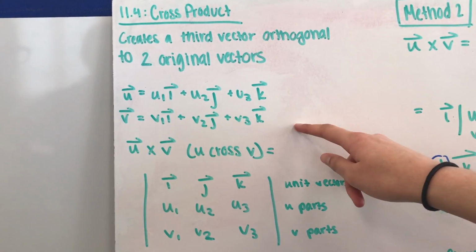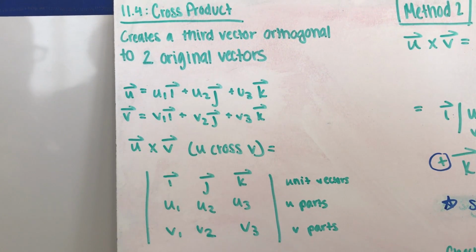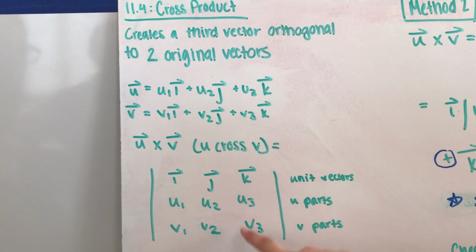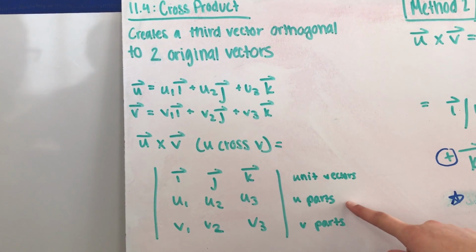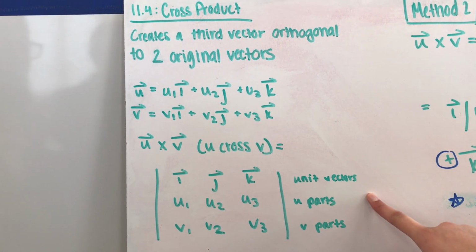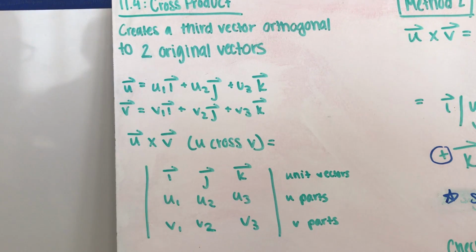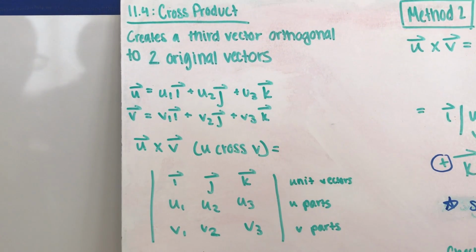So this and this. The first step to finding the vector is to write it as a matrix. You write it with the unit vectors in the first row, then the components of the u vector, and then the components of the v vector. Then you have to find the determinant of that, and there are two ways to do that.